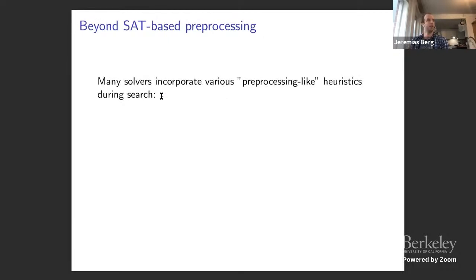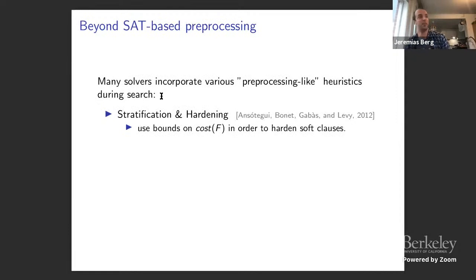And then I'll end this part of the talk by saying that in addition to these liftings of common SAT techniques, nowadays many solvers incorporate various heuristics that they don't call preprocessing, but that in practice are pretty much like MaxSAT specific preprocessing techniques. Many of the so-called core-guided solvers use stratification and hardening, where you use the bounds you have on your optimal cost to deduce that some of the soft clauses need to be satisfied, so you can harden them. If your soft clause is too expensive to be falsified, then you can just harden it.